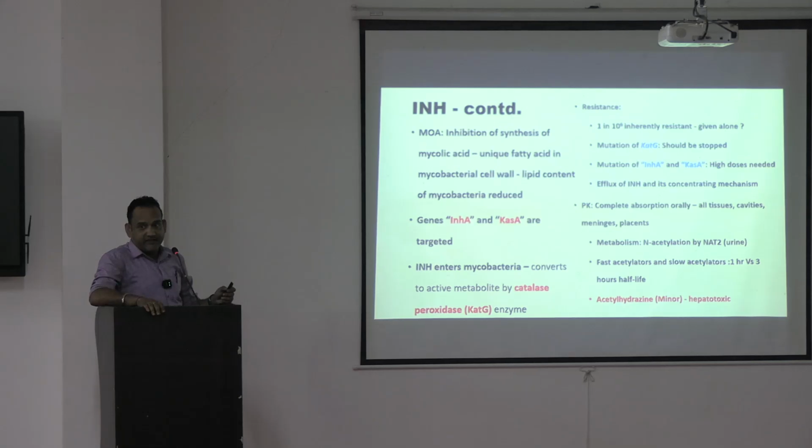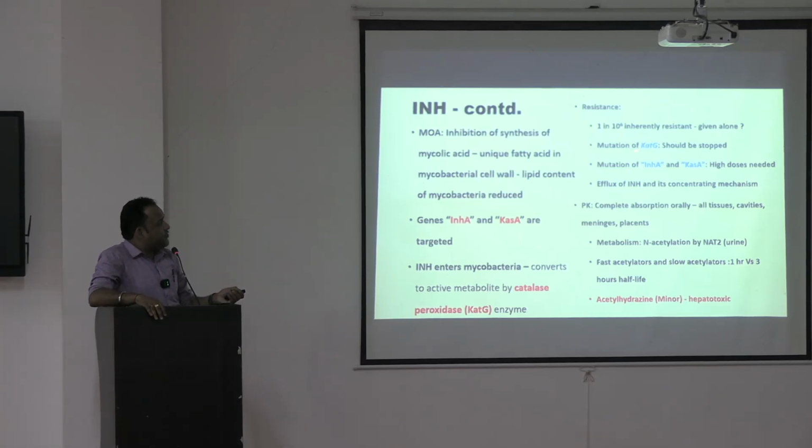Now there is also resistance. In every 1 million organisms, there is an inherent resistance, which is not that significant unless we are treating the patients with only isoniazid. Then what will happen? All those organisms which are sensitive will be killed. But the resistant organism will rapidly multiply, and it has been seen that in 3-4 months, the organisms present in the diseased body are taken over by the resistant organisms. So that's why we have a multi-drug regimen.